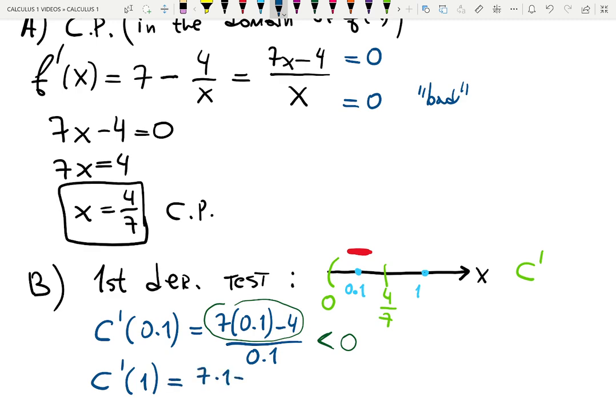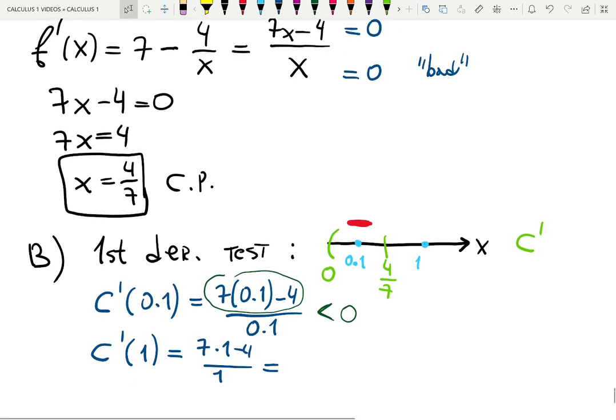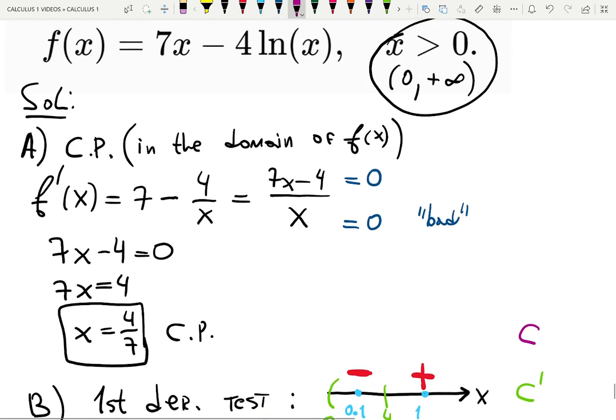7 times 1 minus 4 divided by 1. I only need to know that 7 times 1 is bigger than 4. So I don't care what the answer is, even though it's kind of easy in this case. I just care that it is positive. The first derivative is positive after 4 over 7. Thus, the original function, which is c, why did I call it c?